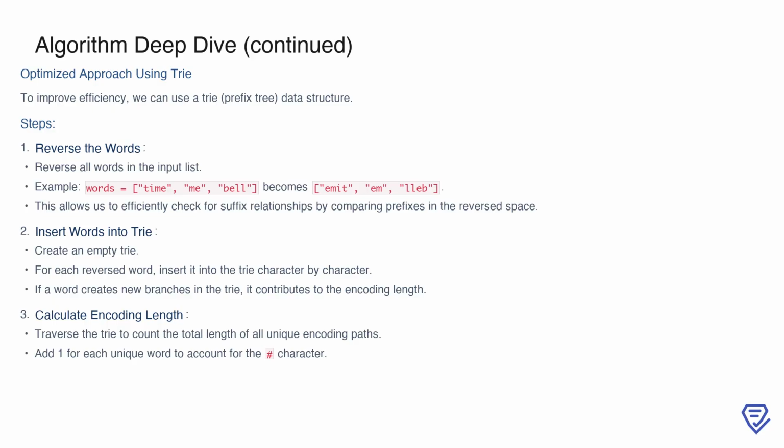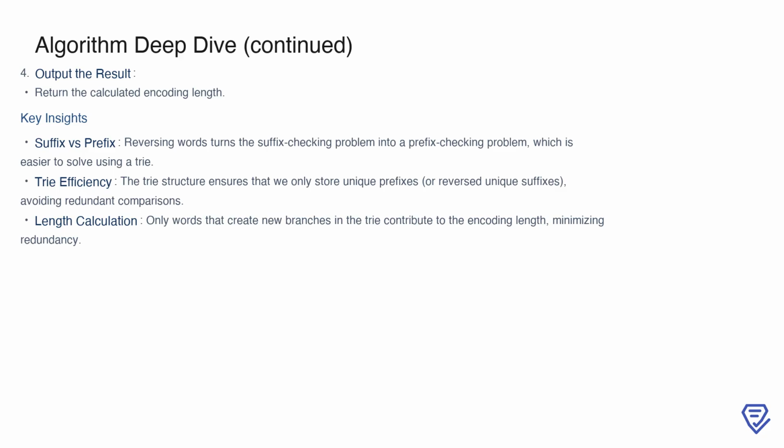Next, we insert these reversed words into the trie, character by character. Each new branch created in the trie represents a unique suffix in the original space, and only these unique suffixes contribute to the encoding length. This approach is significantly more efficient as it avoids the need for pairwise comparisons. Once all words are inserted into the trie, we traverse it to calculate the total encoding length. Each unique path in the trie corresponds to a unique suffix, and for each such path, we calculate its length and add one for the hashtag character. The resulting sum gives us the total encoding length.